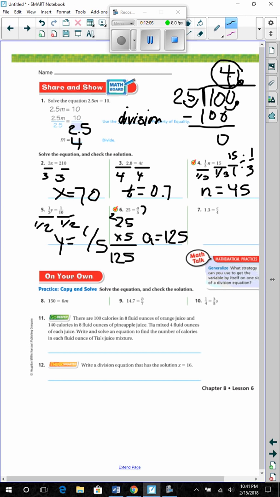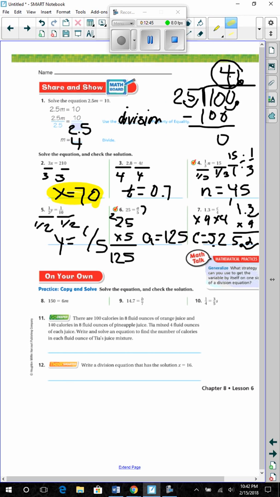Now this is the same thing happening on number 7. 1.3 equals C over 4. C is being divided by 4. So we need to do the inverse operation, which is multiply. So we need to multiply each side by 4. So we need to do 1.3 times 4. 4 times 3 is 12. 4 times 1 is 4, plus 1 more is 5. We move the decimal point 1, so we're going to do that in our answer. C equals 5.2.